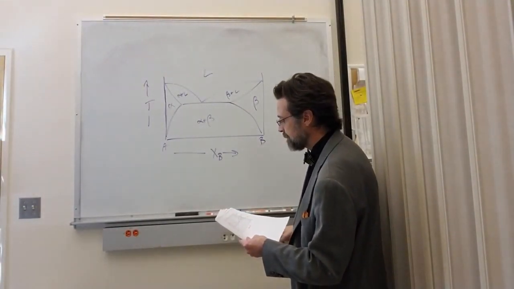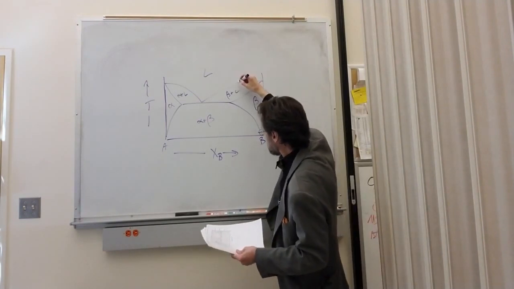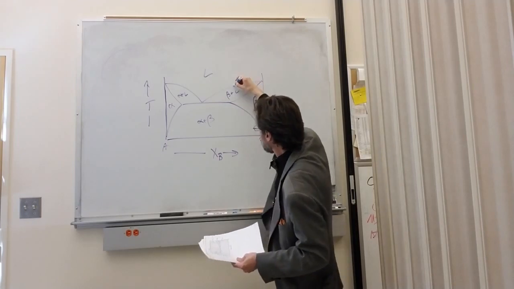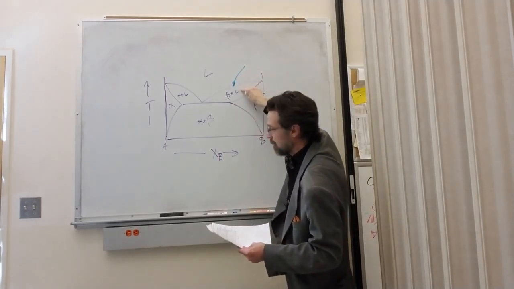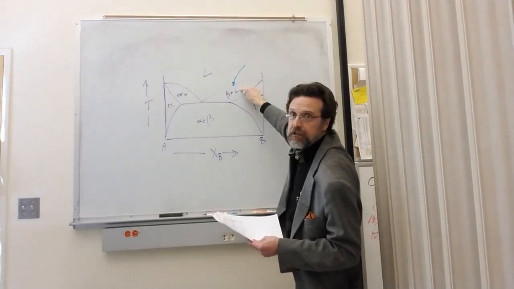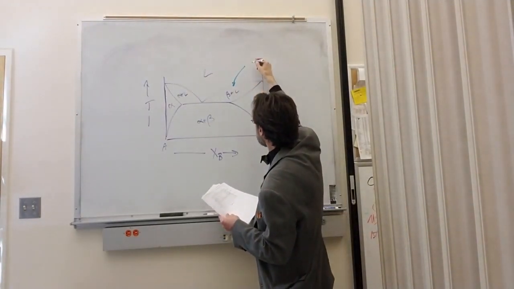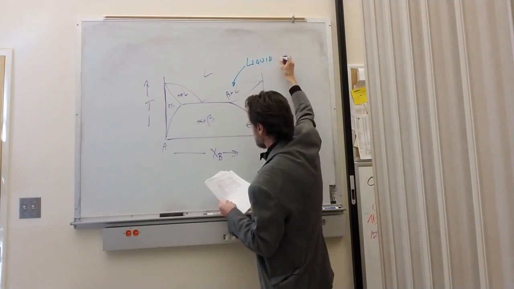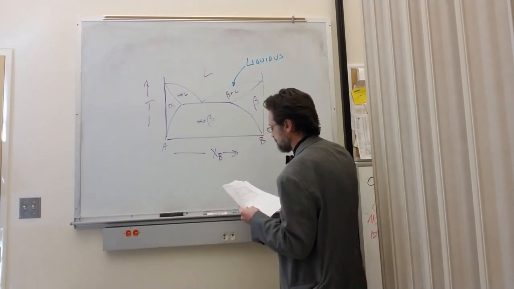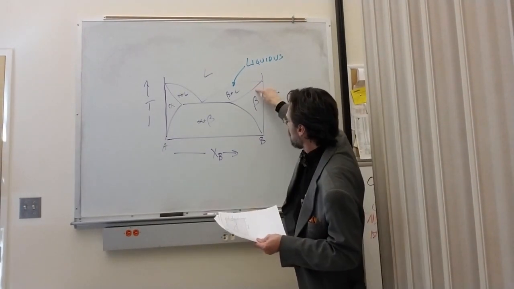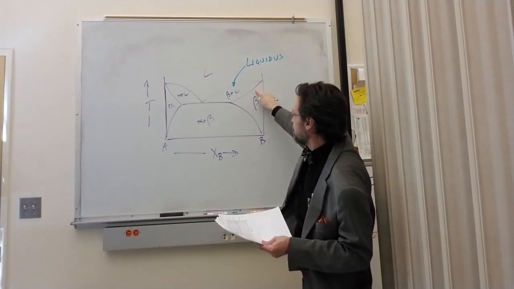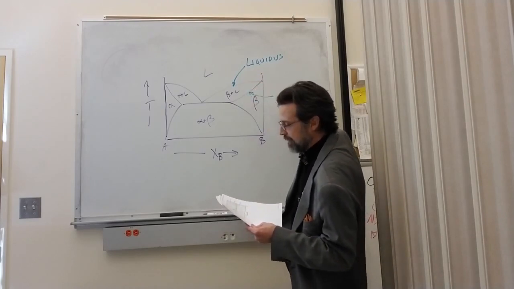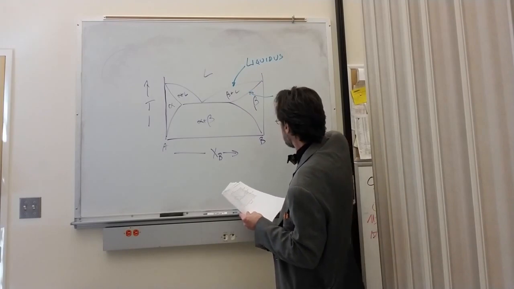Well, these have names. I'm going to change colors here. The point, or the line, where we have the first solid that forms, that is called the liquidus. The point where the last liquid disappears as we cool down, that line is called the solidus.